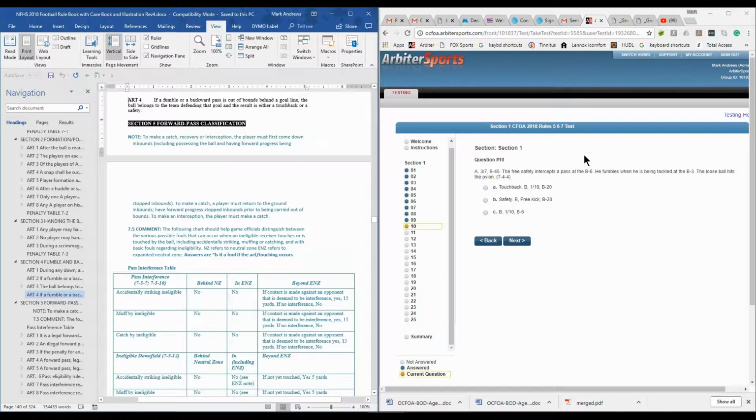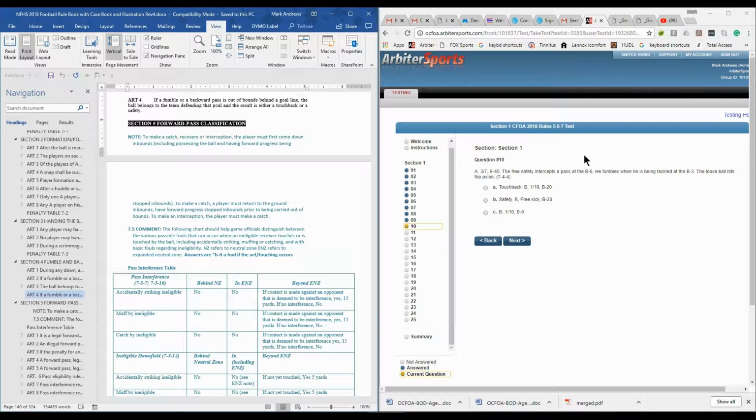Question number 10. A, 3rd and 7 at the B45. The free safety intercepts a pass at the B6. So he's on the 6-yard line. He fumbles when he's being tackled at the B3. The loose ball hits the pylon. What do we have?